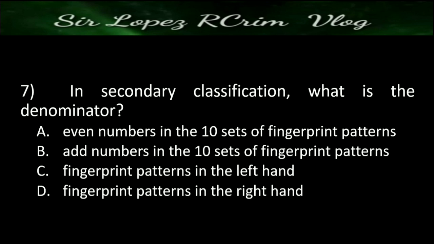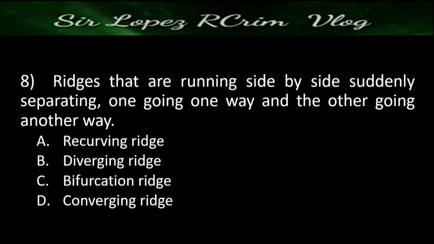Number 8. Ridges that are running side by side, suddenly separating, one going one way and the other going another way. Letter A, recurving ridge. Letter B, diverging ridge. Letter C, bifurcation ridge. Or letter D, converging ridge.